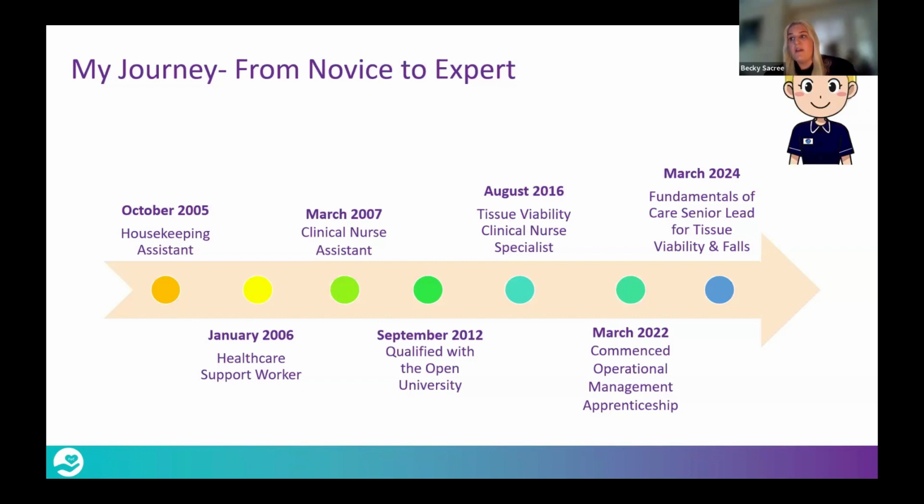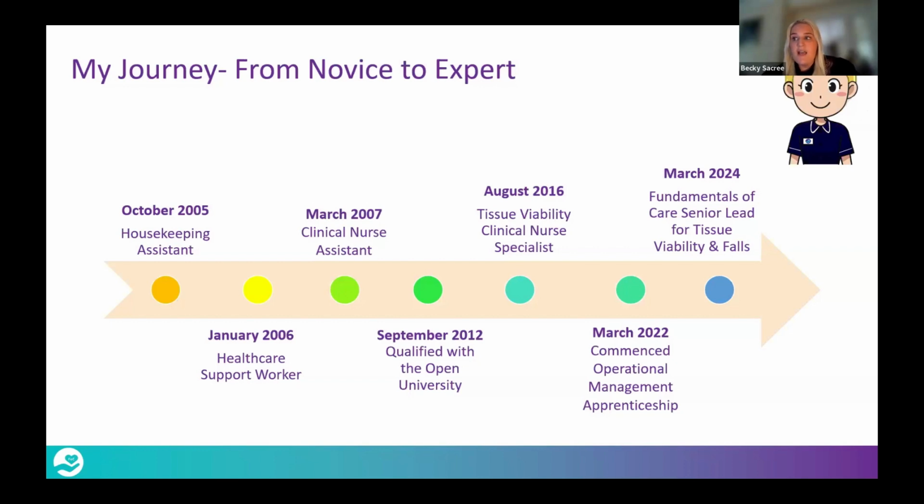Advancing my career led me to pursue further education. In September 2012, I proudly qualified with the Open University as a registered nurse. This achievement was a testament to my determination and hard work, and it opened the door to more specialised roles like I'm in today. In August 2016, I became a tissue viability clinical nurse specialist.